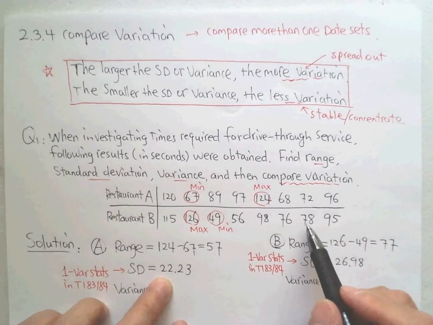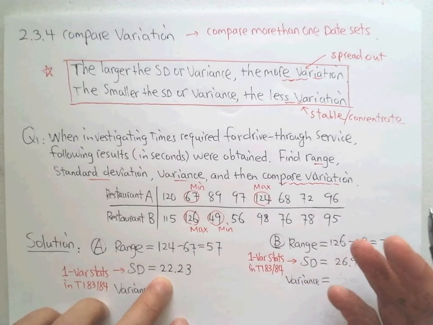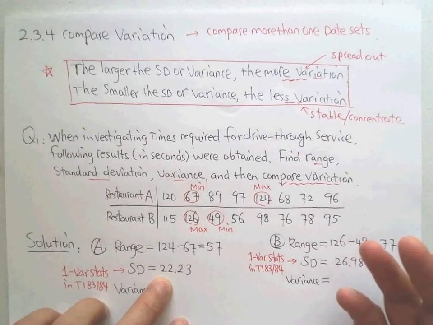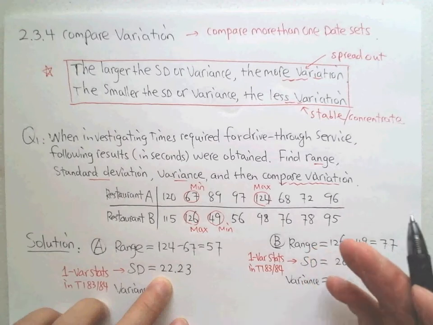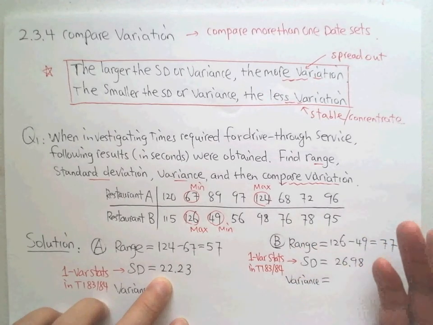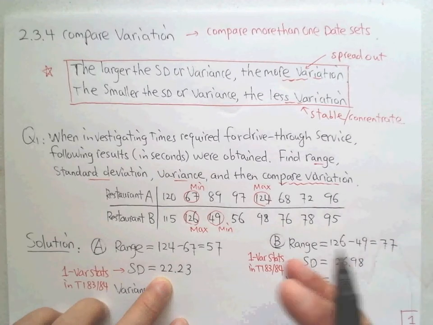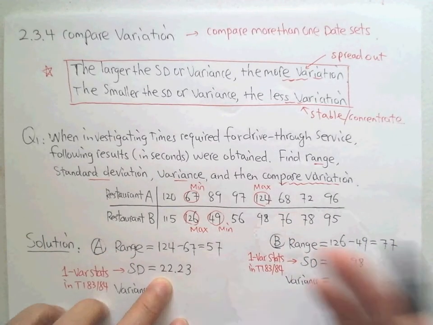More variation means what? The data is not stable for restaurant B. There is more variance for B. Okay, the waiting time is more variant for B. Means what? Sometimes someone comes and waits 10 minutes, sometimes someone comes and they just wait 1 minute. This means it's not stable.